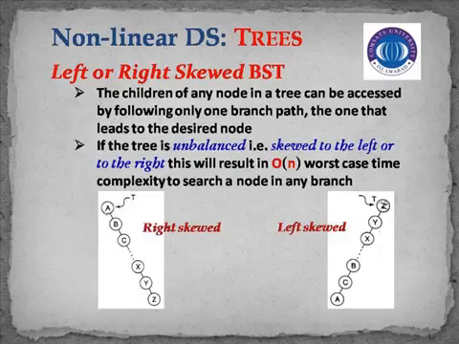Dear viewers, the binary search tree described in the last lecture may contain either the left skewed or the right skewed unbalanced structure, which will result in the big O of n worst case time complexity to search a node in any branch. These unbalanced binary search trees are also shown in the diagram as either right skewed or left skewed.